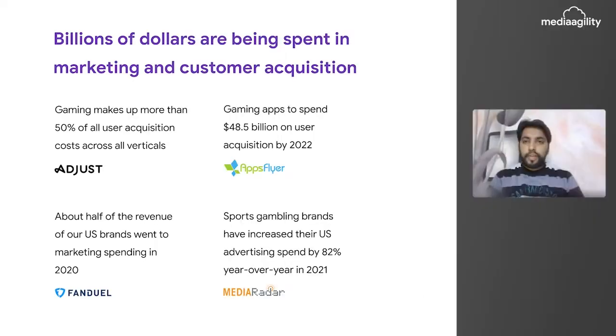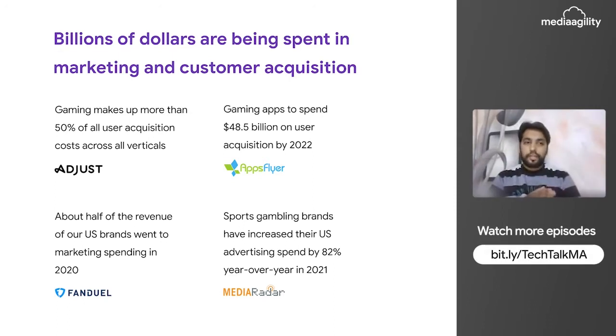So what we have seen with the recent market studies and publications is that billions of dollars are being spent on marketing and customer acquisitions. But the outcome in all those case studies is that 50% of the market spend that is happening on customer acquisition is happening in the gaming industry itself.